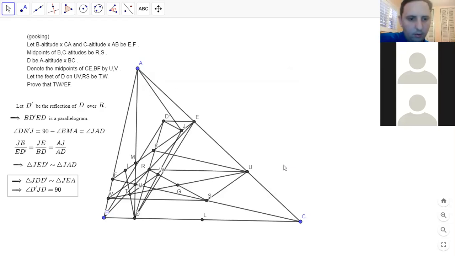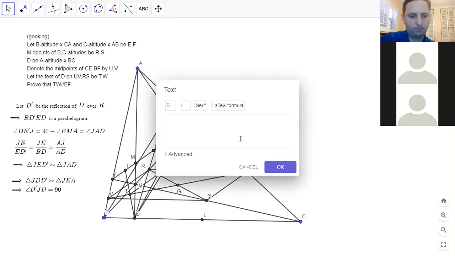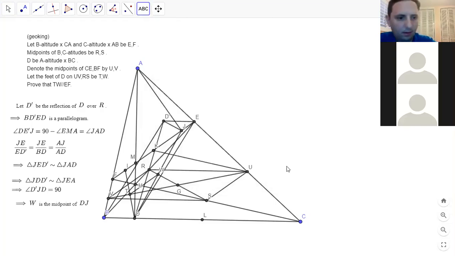And then once we know that, it follows that W is the midpoint of DJ. And then there's probably a similar argument that shows that T is the midpoint of DI. I'm not sure.